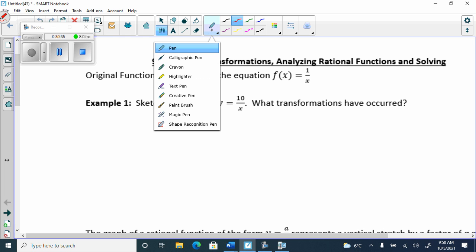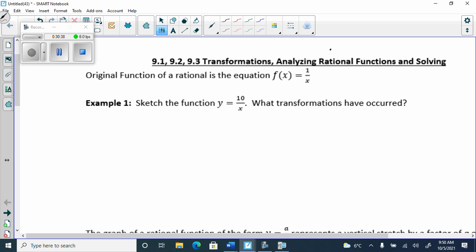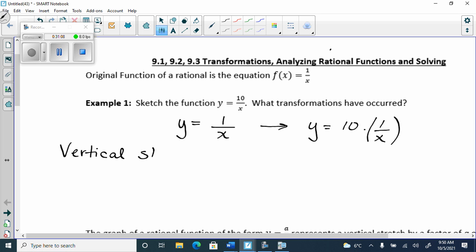Okay, so what Colin said, which is very true, is that if we have y equals 1 over x, and we go to y equals 10 over x, that could be rewritten as 10 times 1 over x, couldn't it? What is the number in front of a transformation? What kind of transformation is it? A what stretch? Big brains. Vertical stretch by a factor of 10 about the x-axis. So this one has a vertical stretch by a factor of 10 about the x-axis.